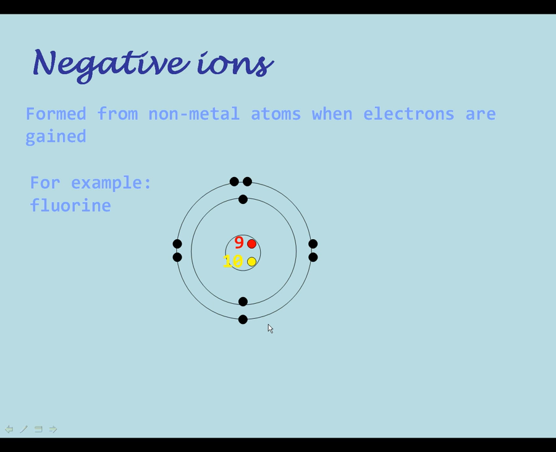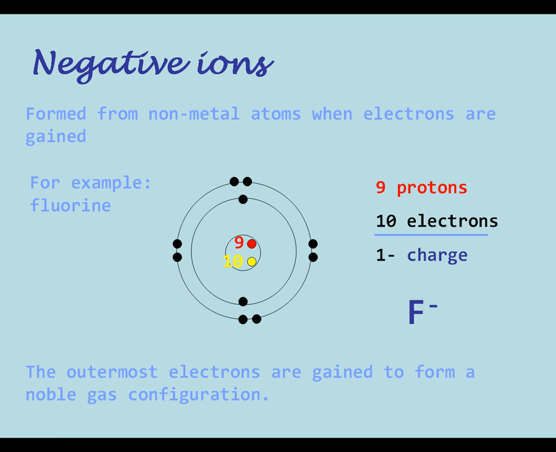So what would happen with fluorine would be that it would gain an electron, to fill that outermost main shell. Now that main shell has 8 electrons in it. So fluorine still has 9 protons, but the fluoride ion now has 10 electrons, which means it now has a resultant charge of 1-, and it would be written as an F- ion, F with a single negative.